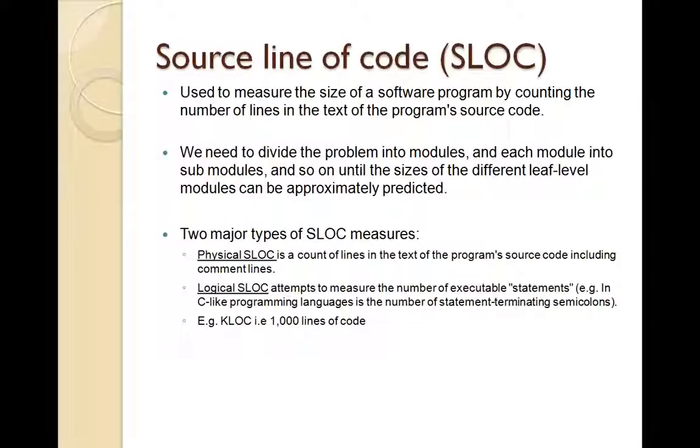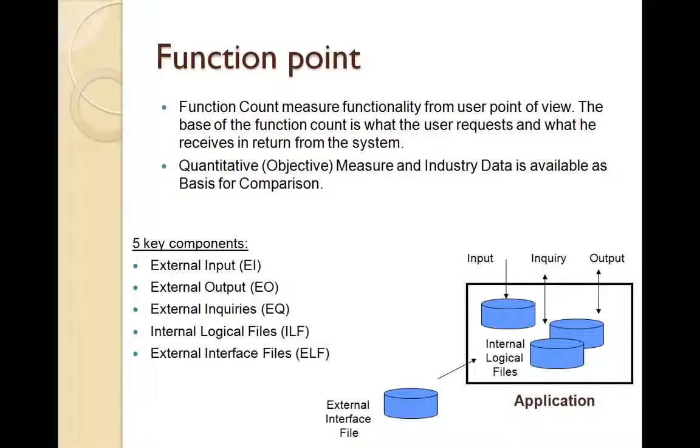So what we are trying to do is identify how many lines of code will have to be written for this particular project. There are two major types of SLOC, the software lines of code. One is physical lines of code, where we count each and every line of the source code. The other is logical lines of code, wherein we identify the executable statements. That is, we do not factor in the comments or the blank lines and things like that. So KLOC is one of the very common methods that has been used historically for estimating software project duration or software project estimates.